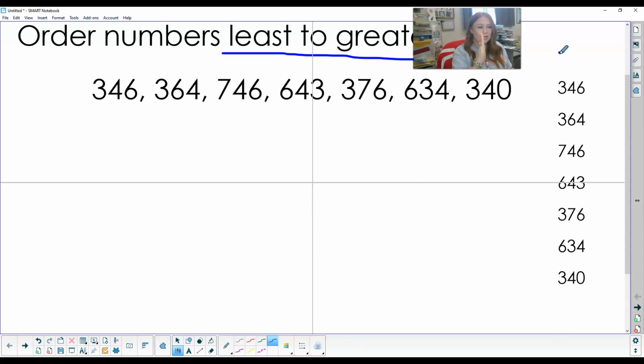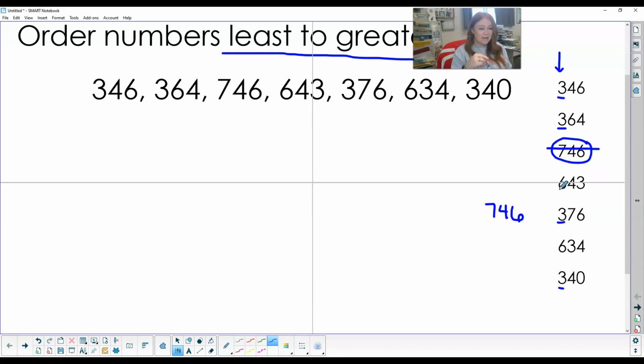So here I want to look at the hundreds place. So I'm looking for the smallest. I've got 3, 3, 7, 6, 3, and 3. So I only have 1 7. So I know this one is going to be last. That's the only one that's in the 700s. So 746 is last. I no longer need to compare that.